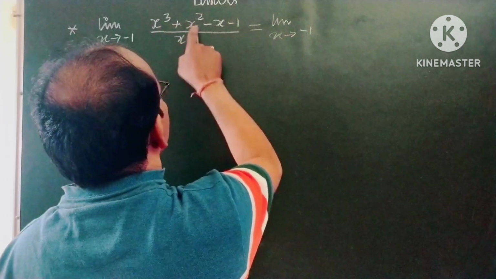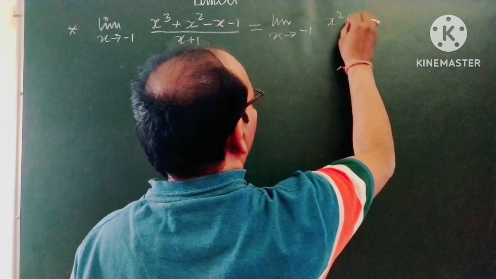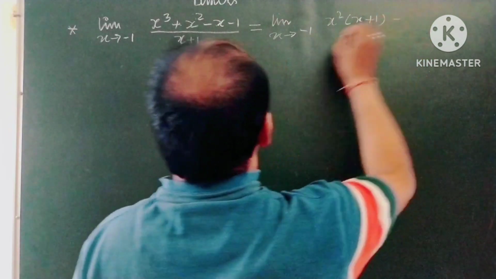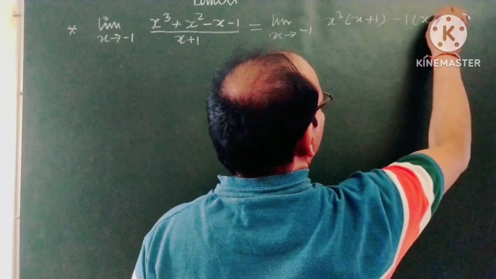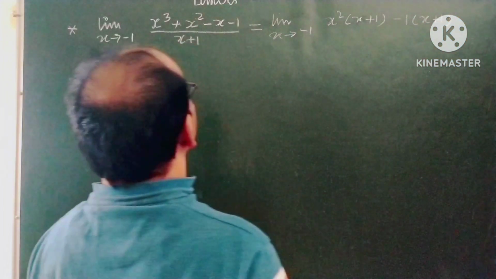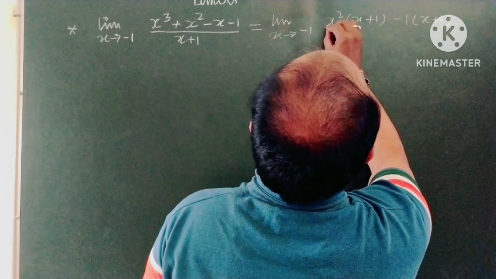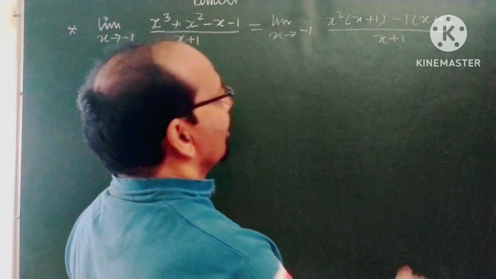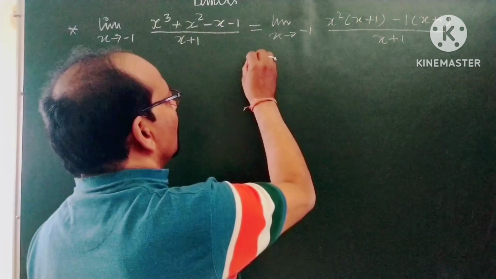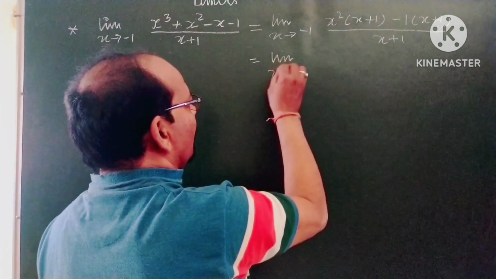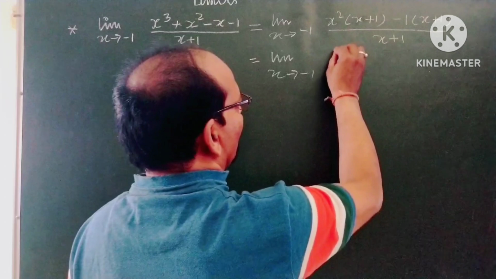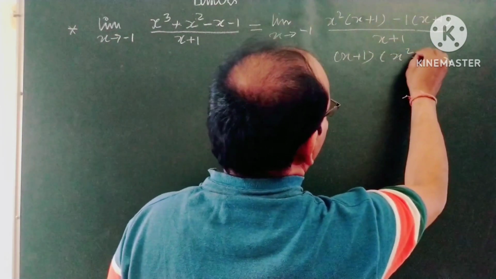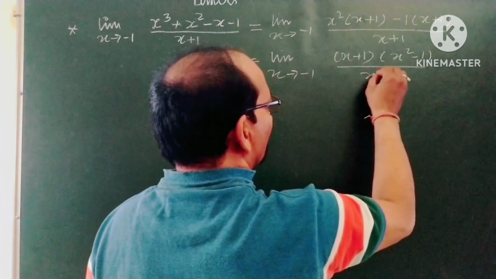Take common in x cube plus x square, it will be x square into (x plus 1). Here minus x minus 1 will be minus (x plus 1). Again take common x plus 1 in both terms. There will be limit x tends to minus 1 of (x plus 1) into (x square minus 1) by (x plus 1).